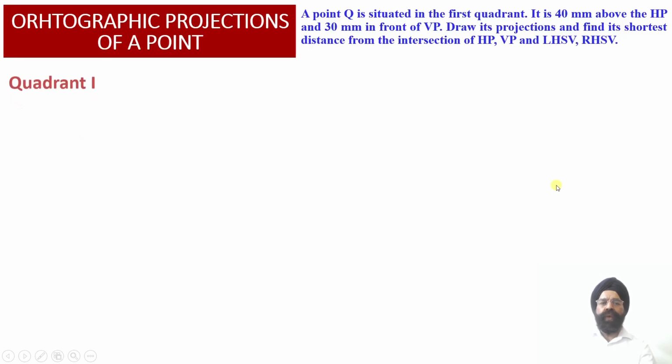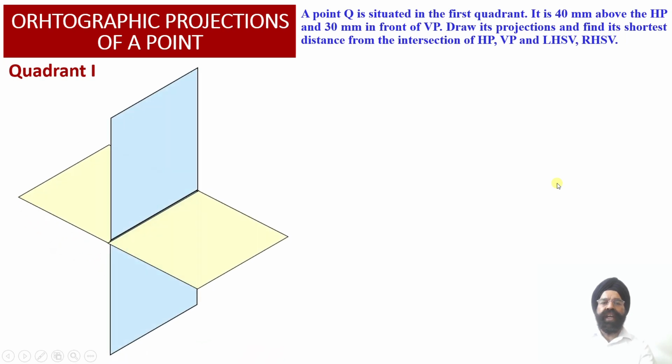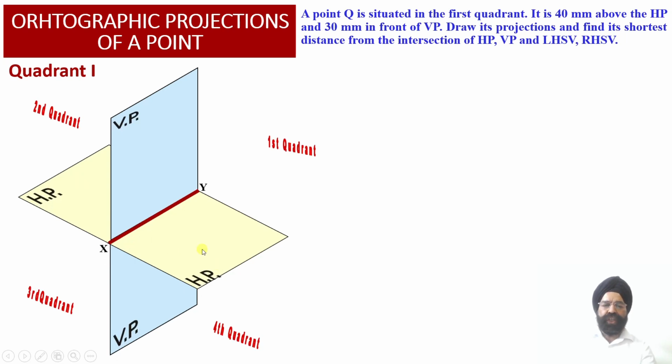Now let us evaluate the spatial coordinate location of this point in quadrant number 1. So here we have the horizontal plane, this is the vertical plane, and the location of the point, we know this point is lying 40 millimeter above the horizontal plane and 30 millimeter in front of the vertical plane.